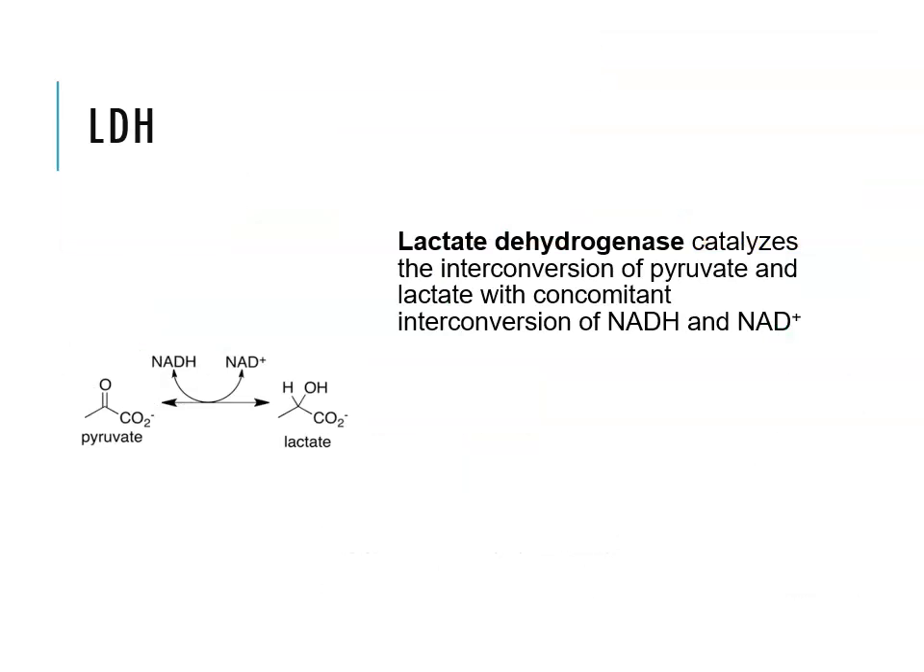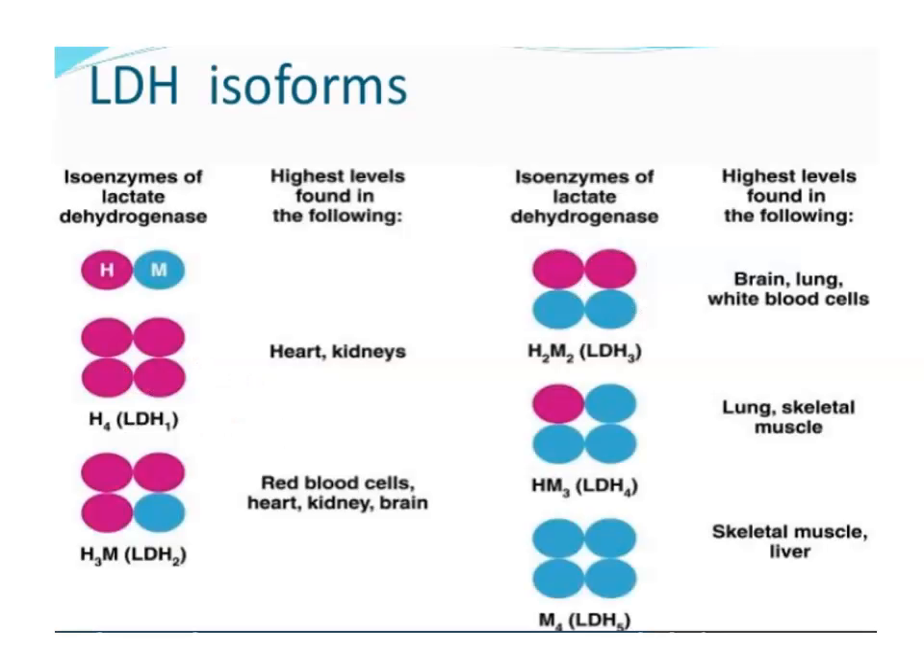Lactate dehydrogenase is an enzyme involved in energy metabolism. It catalyzes the interconversion of pyruvate and lactate. When oxygen is absent, pyruvate will be converted to lactate. It is a reversible reaction. The same enzyme can convert lactate to pyruvate also, with the interconversion of NAD to NADH. Lactate dehydrogenase has 5 isoenzymes. All the 5 isoenzymes are tetramers, which means they are made up of 4 subunits of either H type or M type or a combination of it.